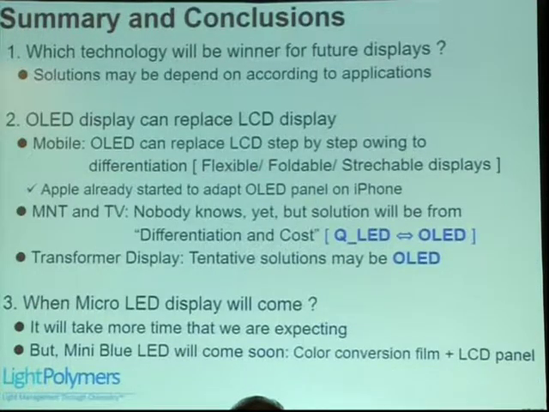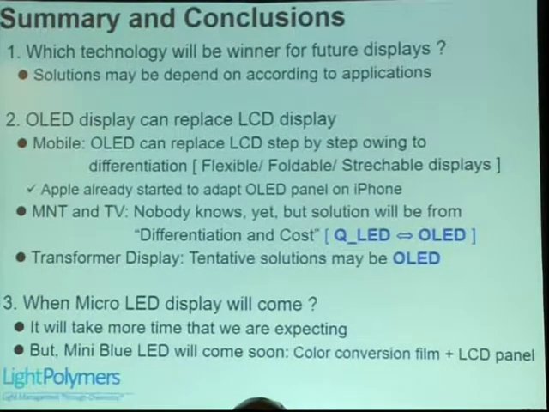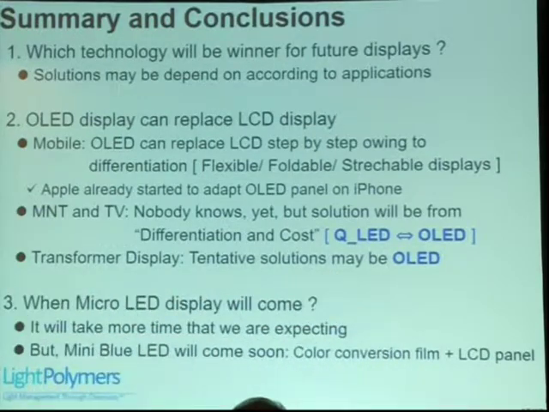Okay, this is a summary and conclusion. The first issue: which technology will be the winner for the future display? The solution maybe depends on the application. OLED display can replace LCD display. In the case of mobile, OLED can replace LCD step by step owing to the differentiation. I mean, you know, the flexible and foldable and stretchable display.